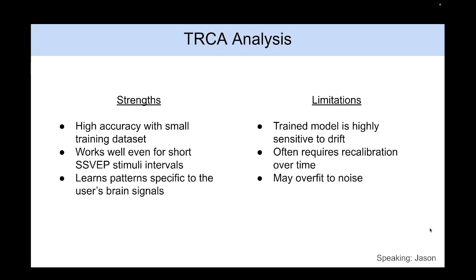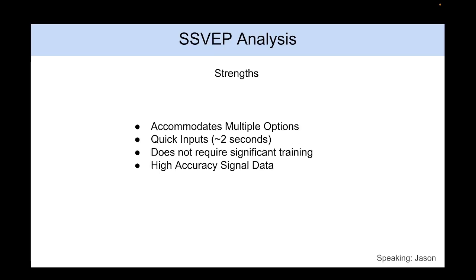To summarize, we learned that our FBTRCA algorithm has the potential to work well even without much training data. It works with short stimulus intervals, and the learned patterns are specific to the user, which allow for accurate predictions. When collecting our data, we learned a lot about the strengths and limitations of SSVEPs.